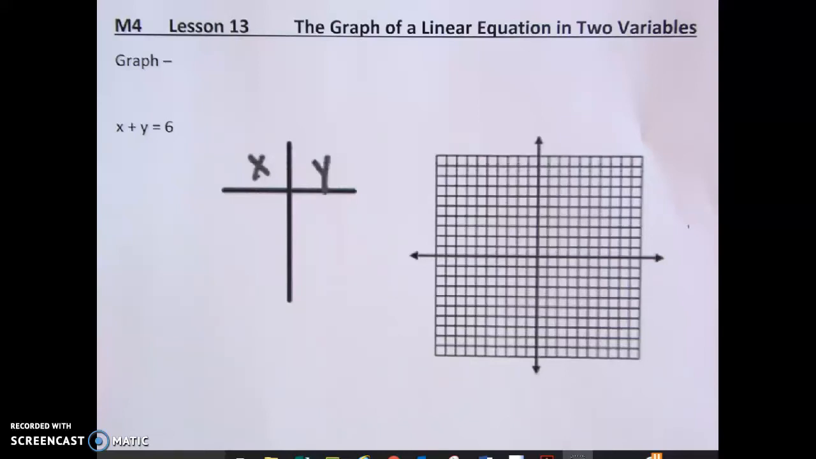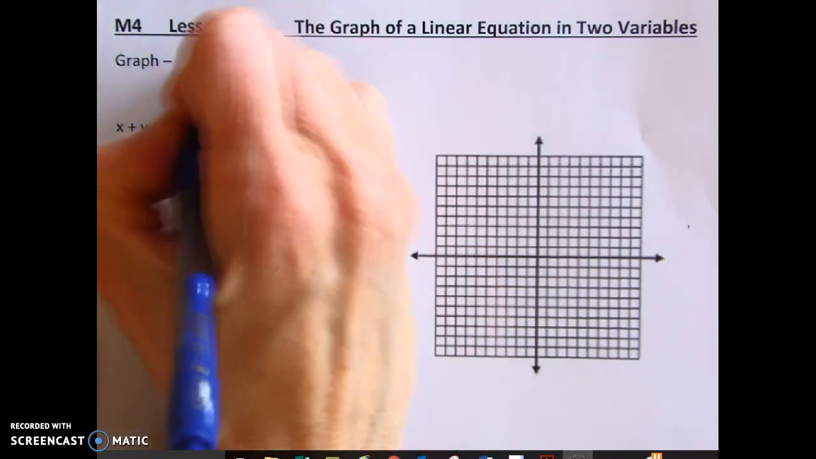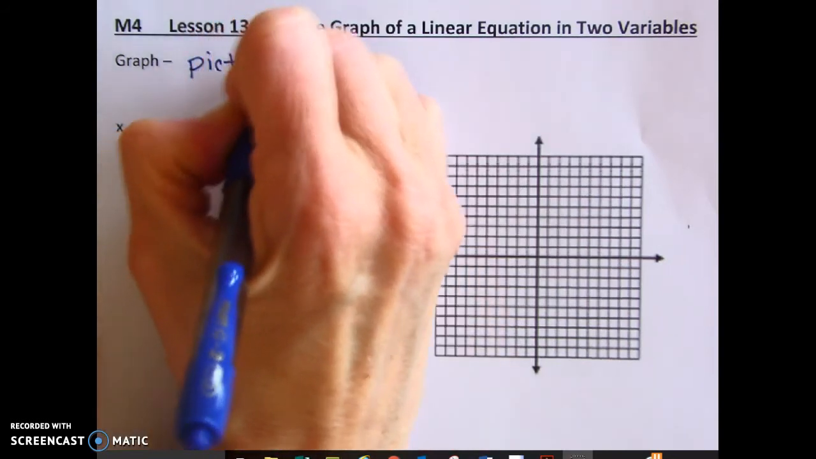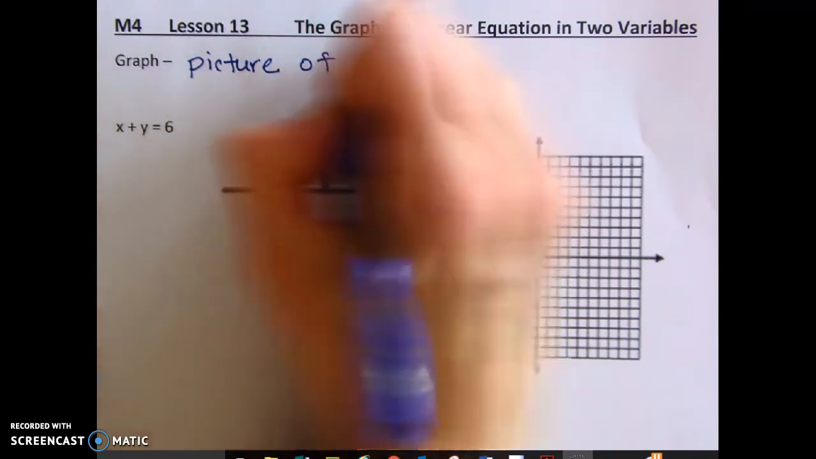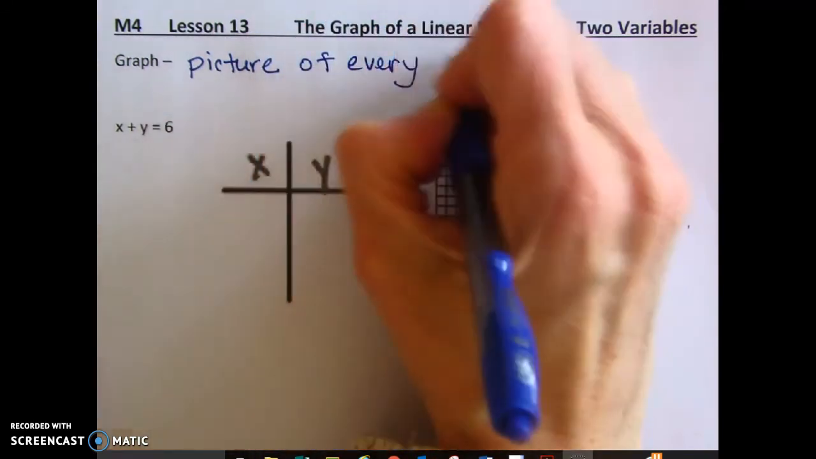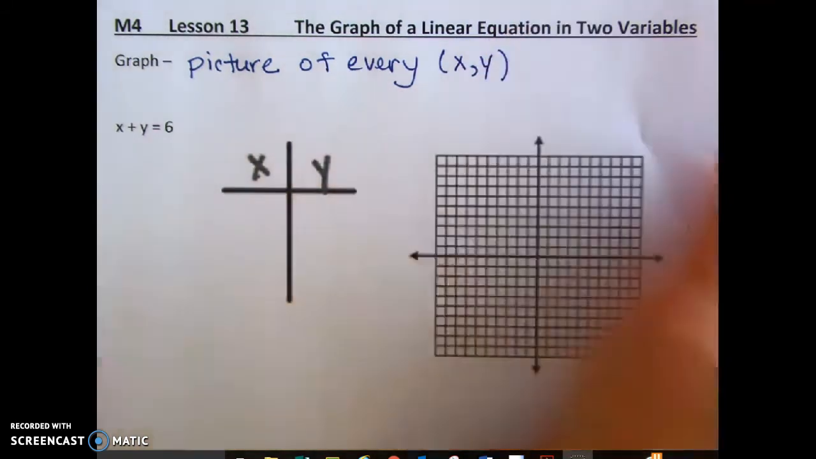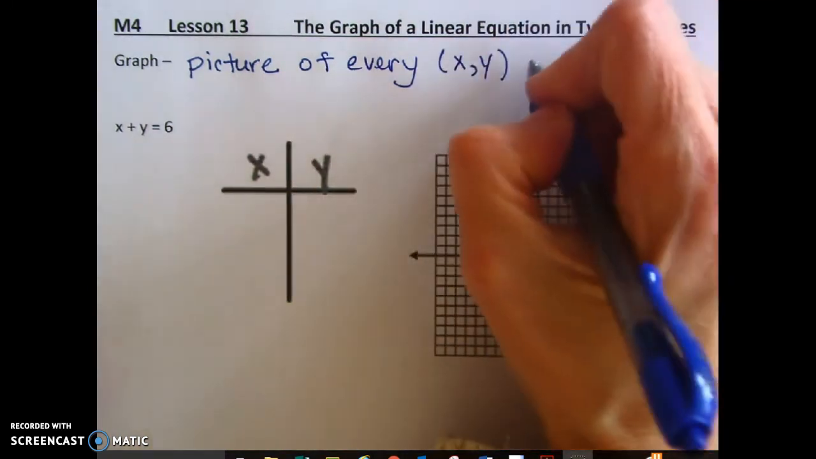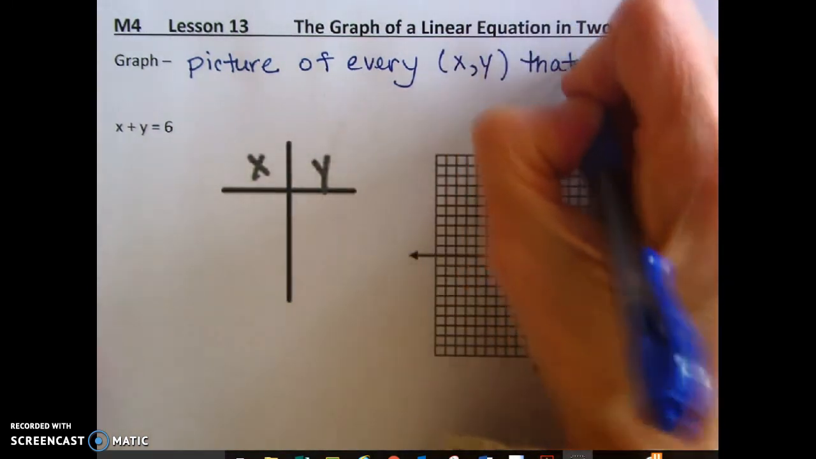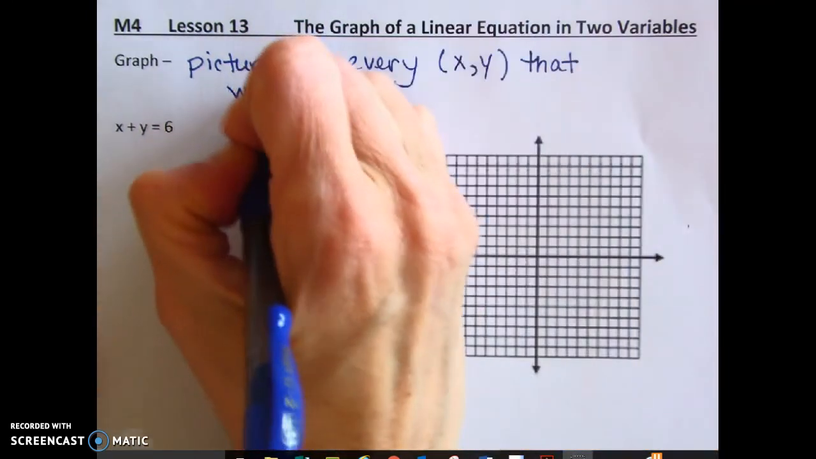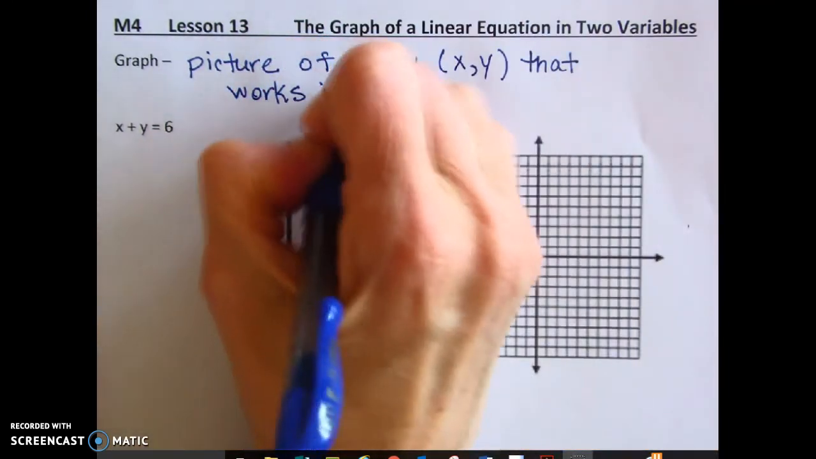Module 4, Lesson 13, the graph of a linear equation in two variables. Two variables just means you have an x and a y. So graph, the definition, I guess you'd say, of graph is a picture of every x, y pair that works in the equation.